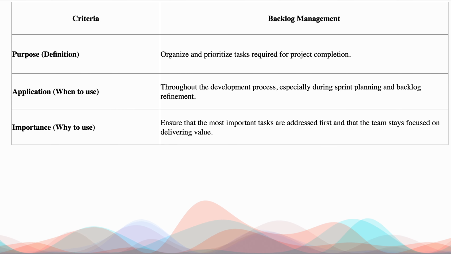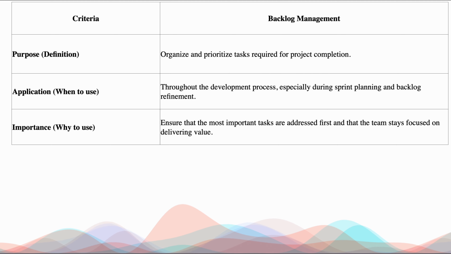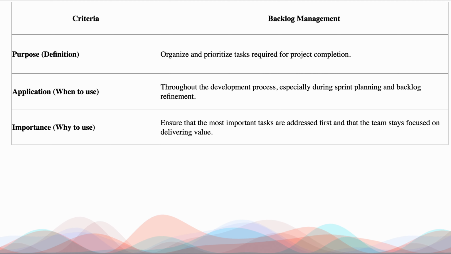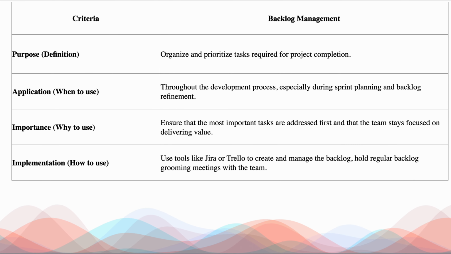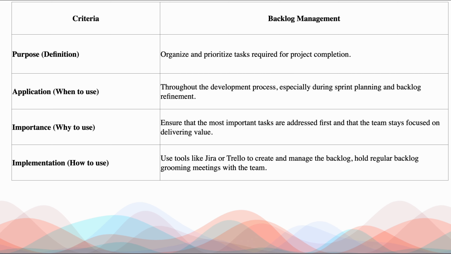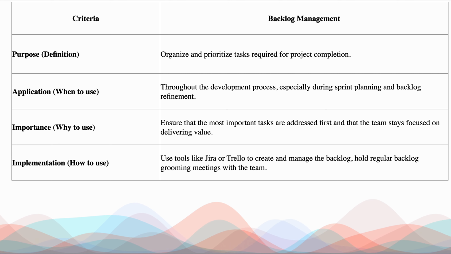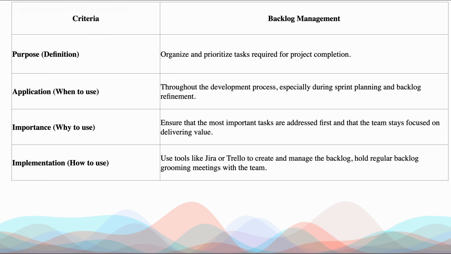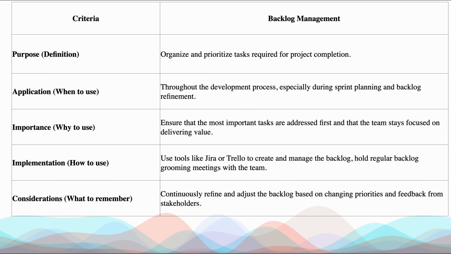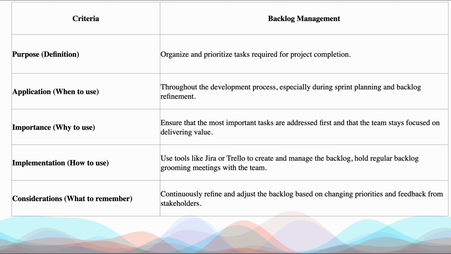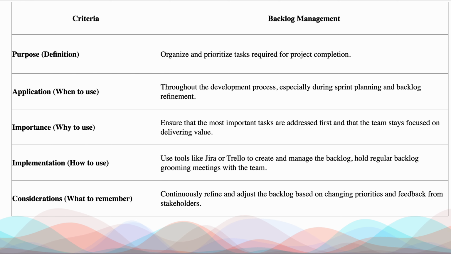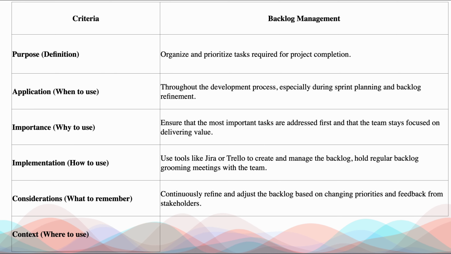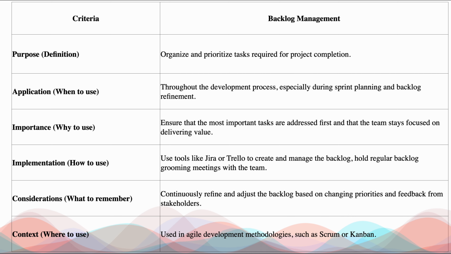Why to use: ensure that the most important tasks are addressed first and the team stays focused on delivering value. How to use: use a tool like Jira or Trello to create and manage the backlog. Hold regular backlog grooming meetings with the team. What to remember when you work with backlog management: continuously refine and adjust the backlog based on changing priorities and feedback from stakeholders. Context where to use: use in agile development methodologies such as Scrum or Kanban.